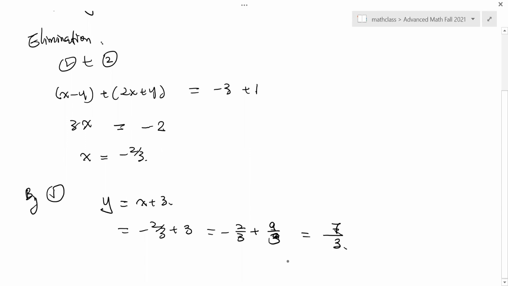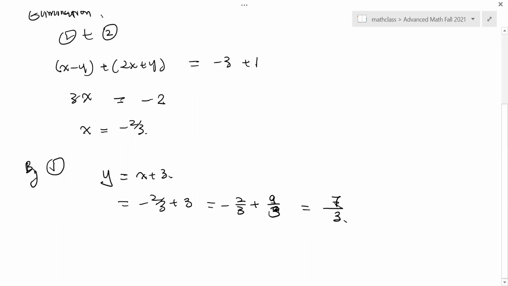So you get an x value and a y value, if there are no computation mistakes. You get two values, one for x and one for y. So there are only two numbers satisfying these two equations.